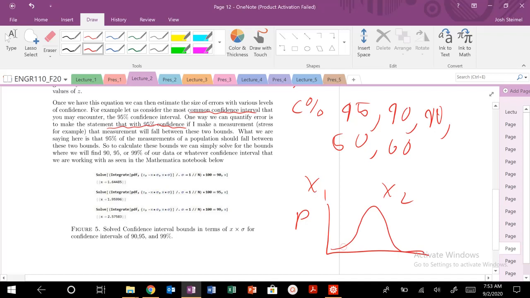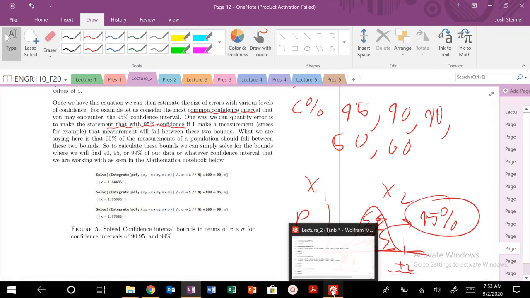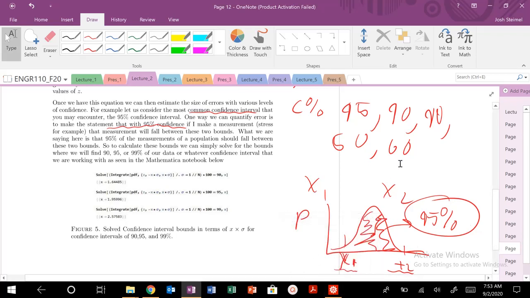So if I'm 95% confident that my measurement is going to fall between here and here, what I'm basically saying is that 95% of the data should fall in between those bounds. So I need to figure out what the bounds are where 95% of my data are going to fall. How am I going to calculate that? Well, I'm going to need to figure out x, and I'm going to need to integrate. We're going to see that in a second.